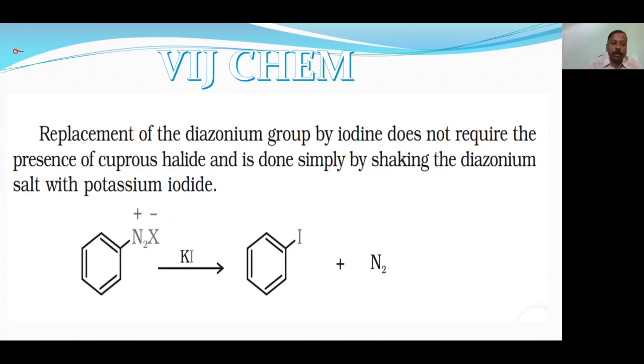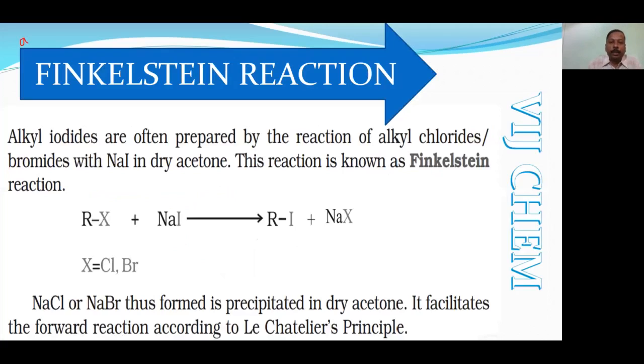Now let's move on to the next reaction. The next naming reaction is the Finkelstein reaction. Finkelstein reaction is basically a preparation method of alkyl iodide. Iodides are often prepared by the reaction of alkyl chlorides or bromides. The main problem is that whatever major methods we have are either for chlorines or for bromines. We are not able to prepare the iodides easily because of the lower reactivity.